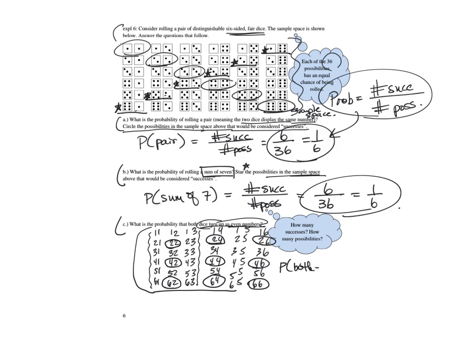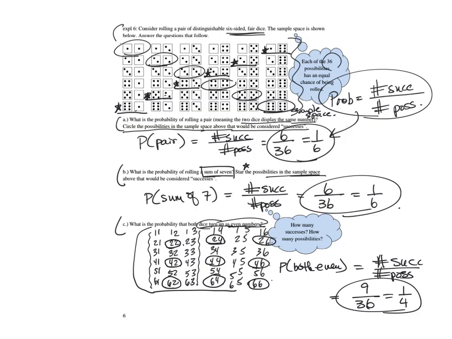Again, if you can think about a probability question as simply number of successes over number of possibilities, it makes it so easy. It really does. So let's see, I have 9 successes, don't I? Out of that same 36 possibilities, which reduces to 1/4 if you care to reduce it.